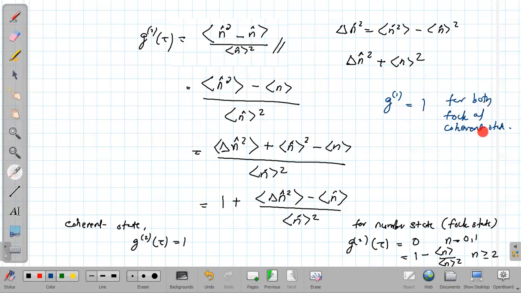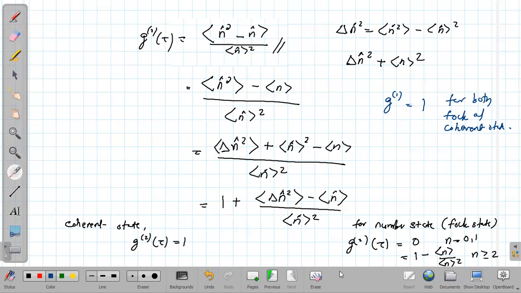Now these are not the only possible states. There are thermal states also, squeezed states also. There are many other possible states of light, and these are just two examples. So we cannot distinguish the different possible states using the first order coherence function, but that is possible using the second order coherence function. That is what I am going to highlight here.